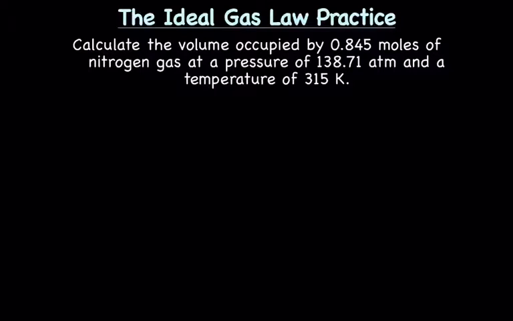And all we have left is to try using the ideal gas law. So here's our problem. Calculate the volume occupied by 0.845 moles of nitrogen gas at a pressure of 138.71 atm and a temperature of 315 K. Okay. If you can, hit pause and see if you can do this without me. If you don't feel comfortable, then just follow along.